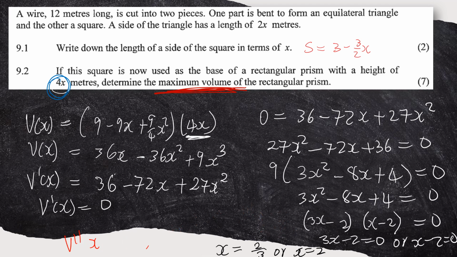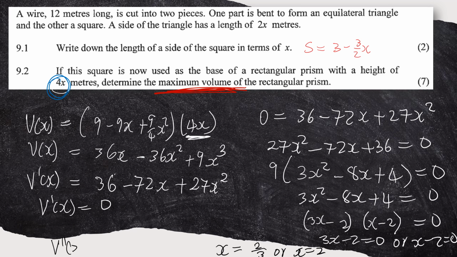So to test which x value will give us the maximum, we can find the second derivative. Or, because the question is saying determine the maximum volume, we can just substitute x equals 2/3 into your expression of volume, and substitute x equals 2, and choose the one that gives you the biggest volume. That will be the one that maximizes. But we can still test which of them will maximize and minimize.